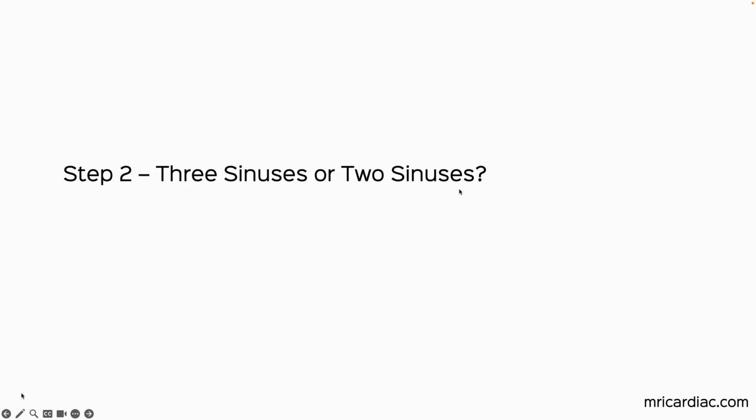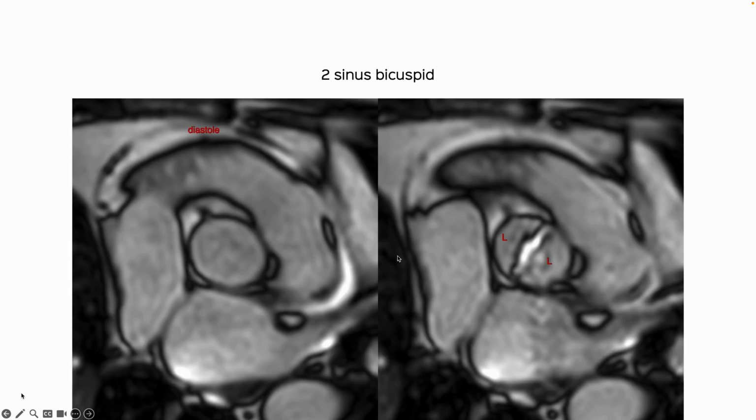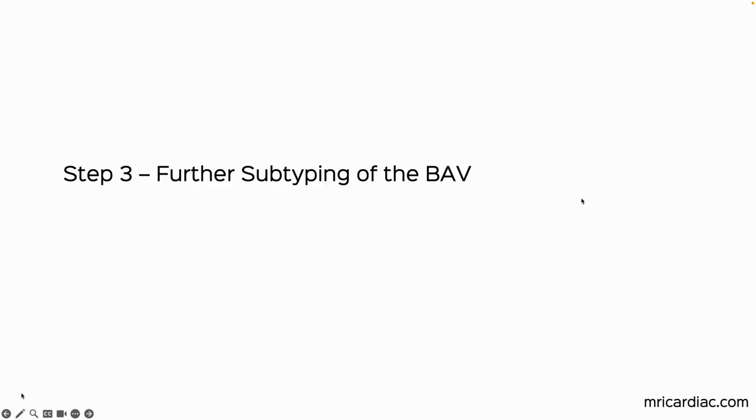Then the second is, is it 3 sinus or 2 sinus? Between systole and diastole, you would be able to make out, and as in this case, it's a bicuspid aortic valve when it opens up. But when it is closed, and I'm using these terms just so that there's no confusion, you can make out that it's a 3 sinus bicuspid valve, whereas here it's 2 sinus. And in our patient, if you see clearly, there are only 2 sinuses that open up here, and so this is a 2 sinus, not a 3 sinus bicuspid.